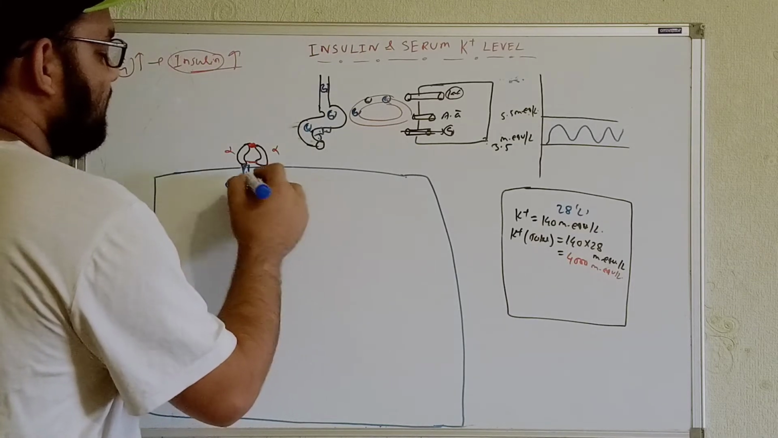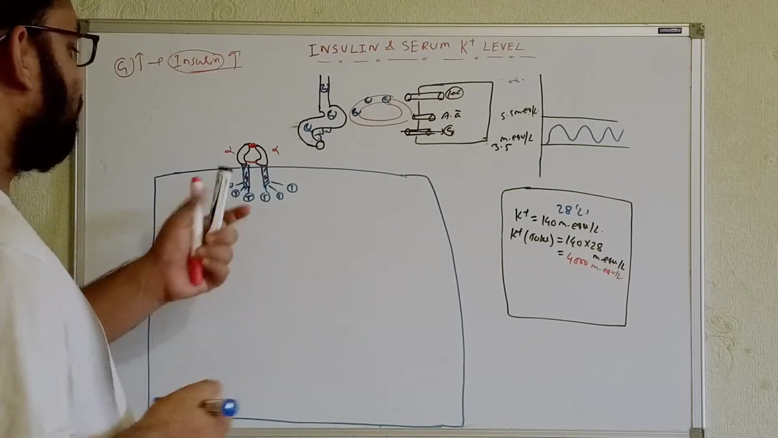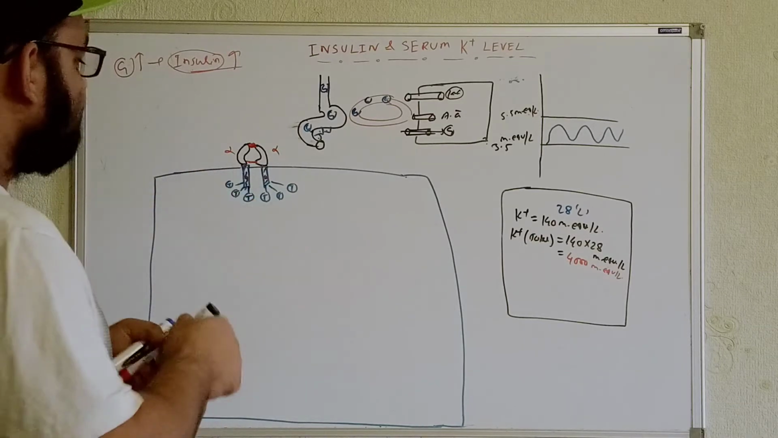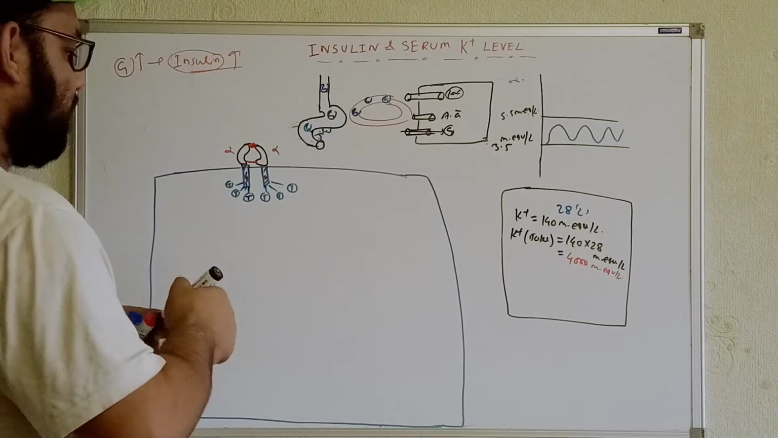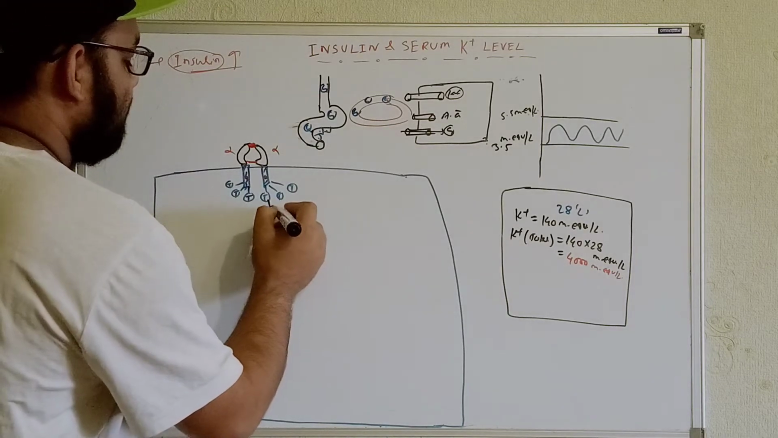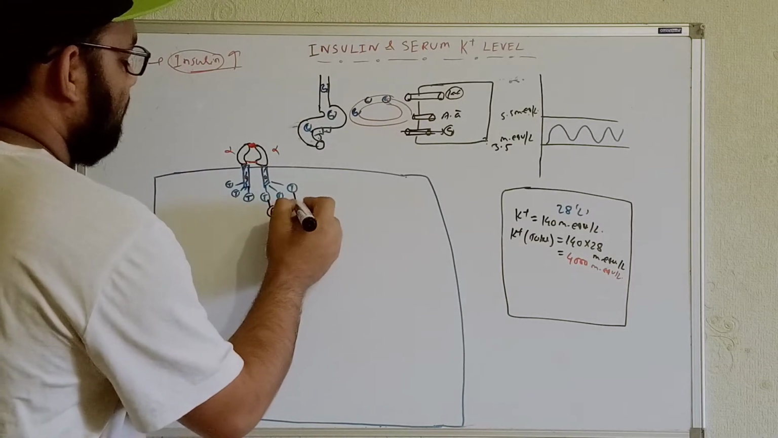Now what will this tyrosine kinase enzyme do? It will do cross autophosphorylation. That means whenever this tyrosine kinase enzyme is activated, it will phosphorylate the opposite part over here, the opposite part.